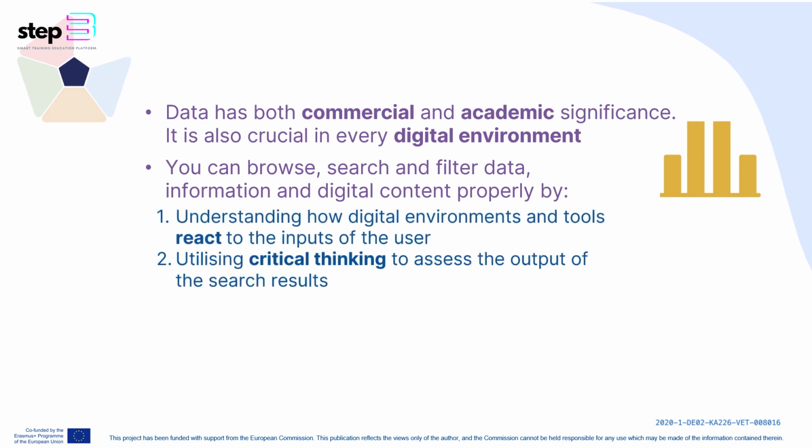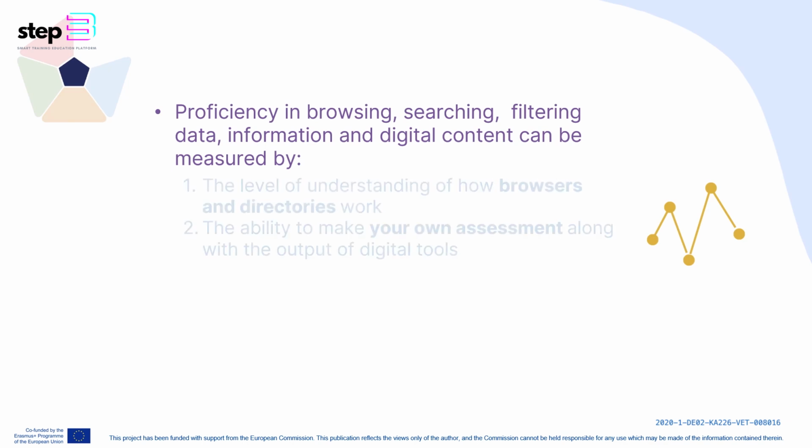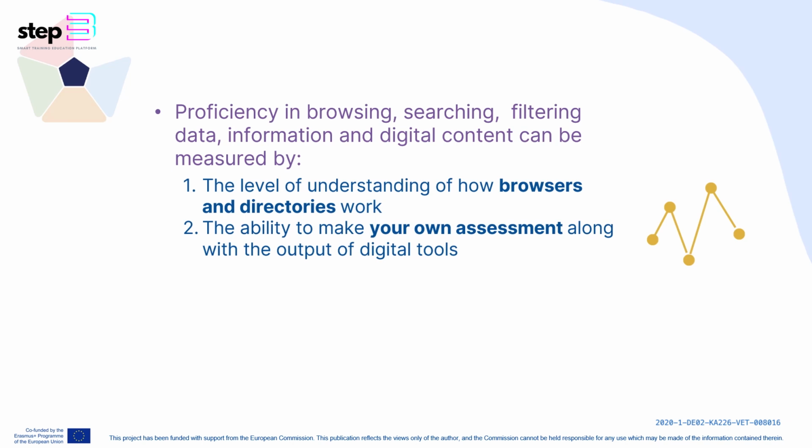You can browse, search, and filter data, information, and digital content properly by understanding how digital environments and tools react to the inputs of the user, and utilizing critical thinking to assess the output of the search results. Proficiency in browsing, searching, filtering data, information, and digital content can be measured by the level of understanding of how browsers and directories work, and the ability to make your own assessment along with the output of digital tools.